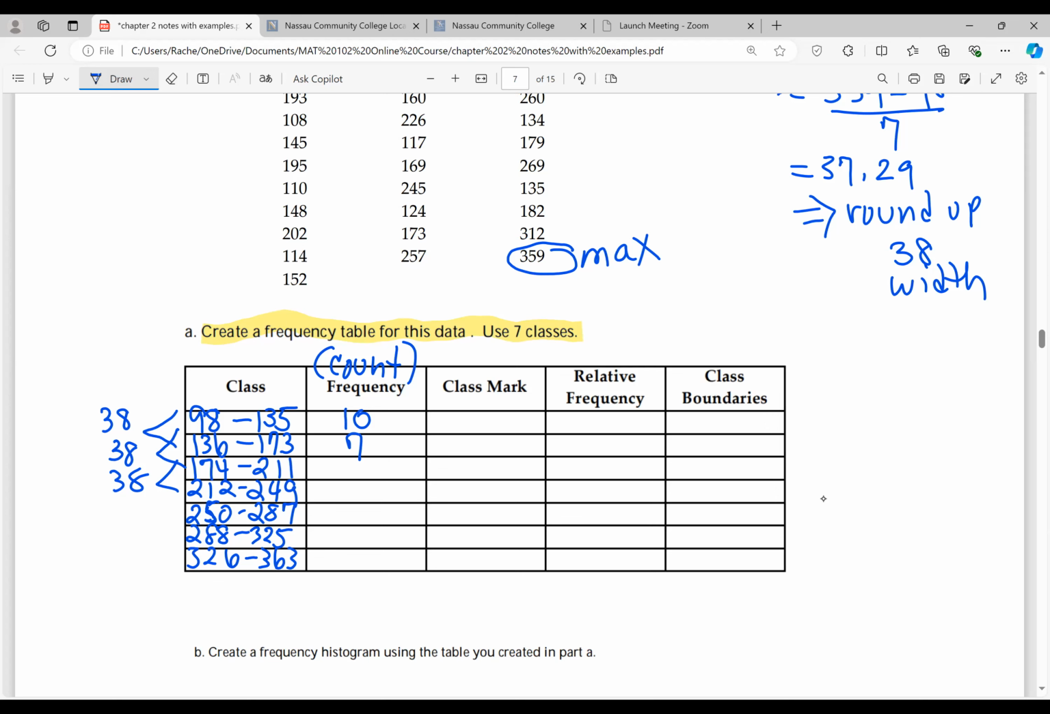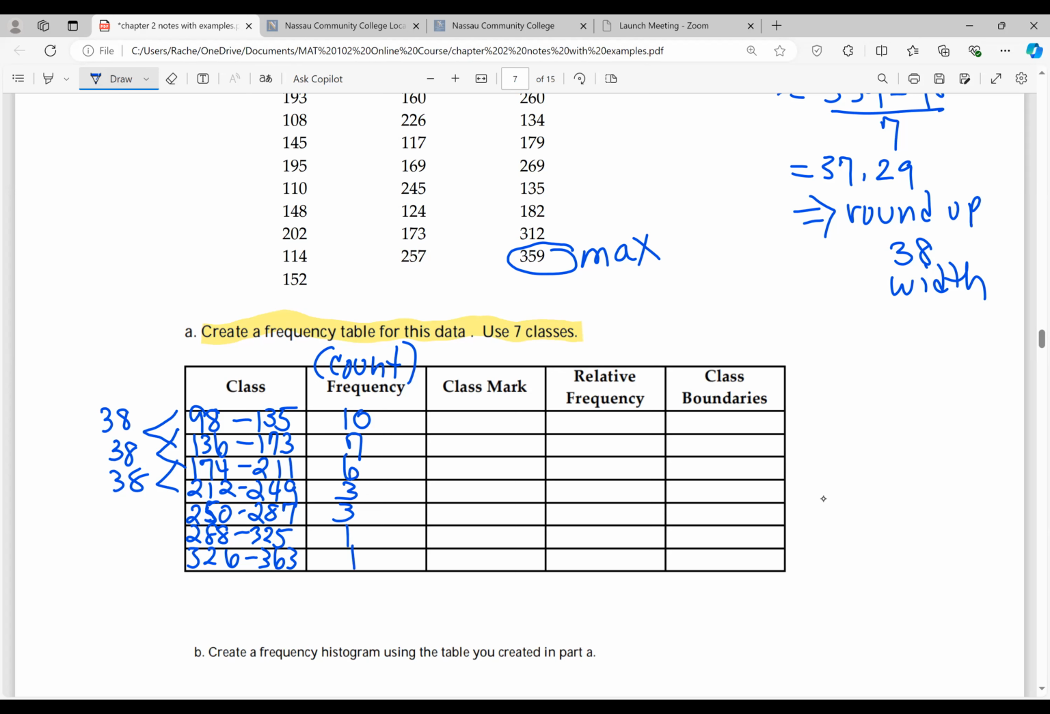And we're going to continue in that manner. So I want you to keep counting how many data values fall within each class. From 174 to 211, you should get 6 data values. From 212 to 249, we're going to get 3 data values. From 250 to 287, we're going to get 3 data values. From 288 to 325, there should be 1. And from 326 to 363, there should also be 1. So that's what your frequency should look like.